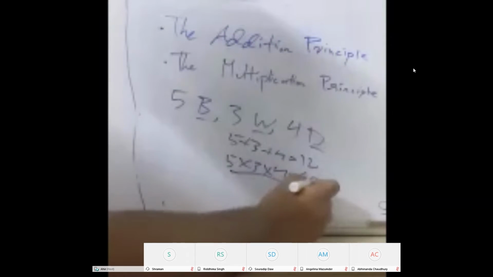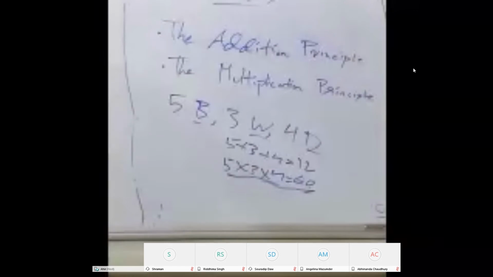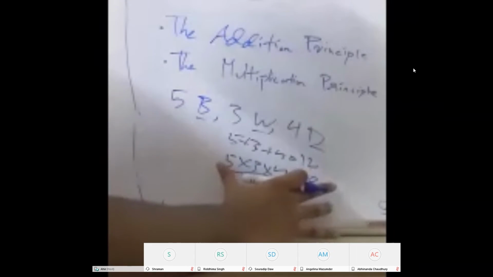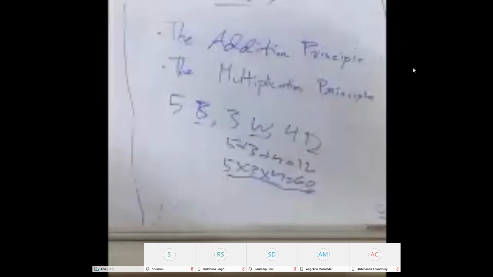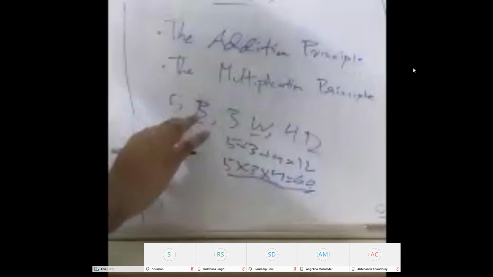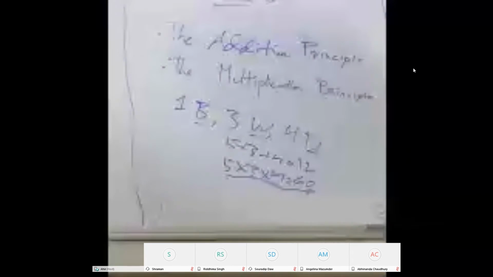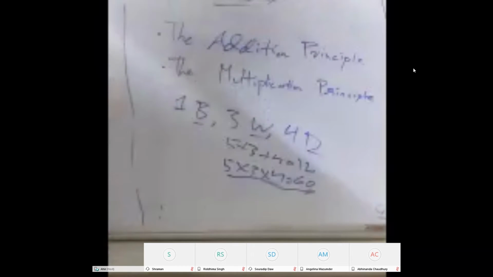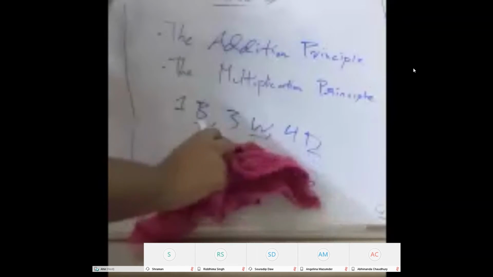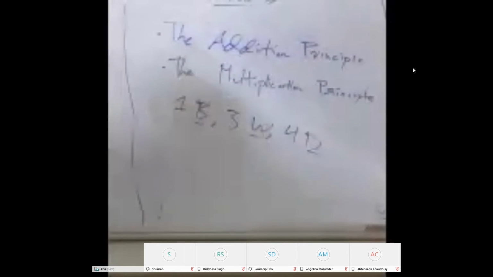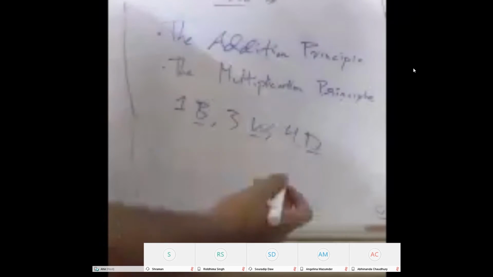Right. So some of you might be asking why we multiplied in the second one and added in the first one. Why we added in the first one is quite obvious, because we had 12 items and we're selecting one. I'll just explain why we're multiplying here. So suppose instead of 5 burgers, we had only one type of burger. So we have one burger, 3 wraps, and 4 drinks. And now we ask the same question: how many ways can we order one burger, one wrap, and one drink? So the answer now is 12.